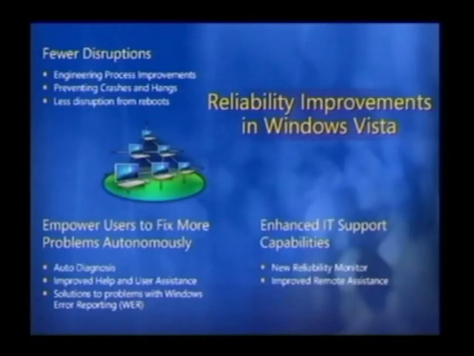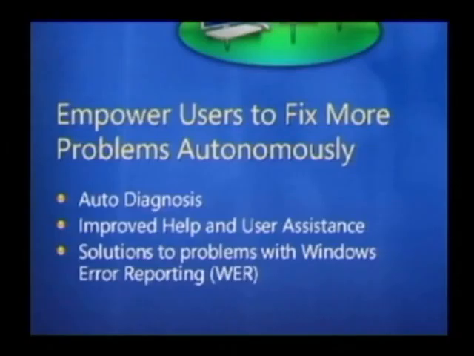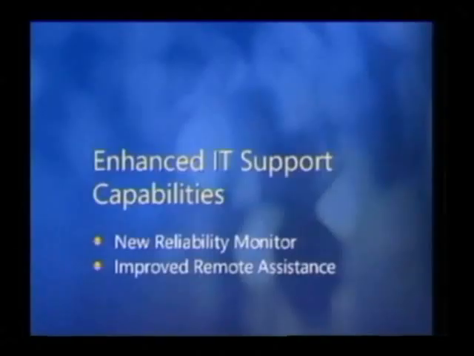And then the second one is allow users to fix more problems on their own through auto diagnosis and through improved help and user support. And then the third one is when users cannot fix problems on their own, there are new capabilities that support can use to go and diagnose and recover from problems much quicker.